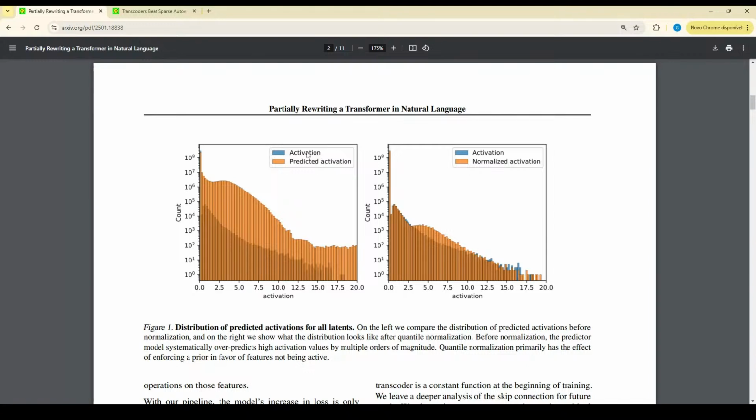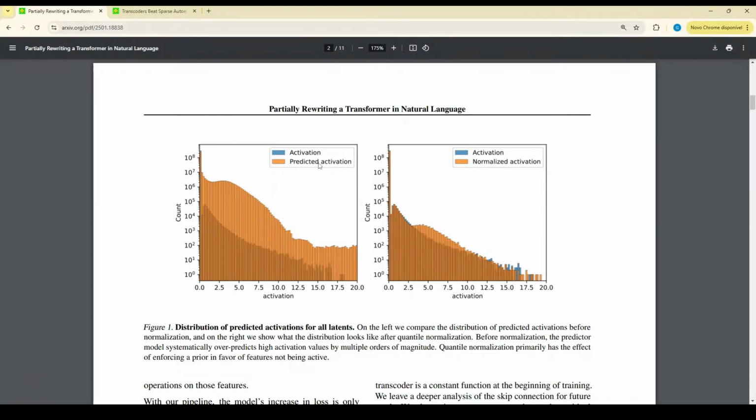The actual value of the activation of that latent is this blue histogram, which you can see here. This is the activation distribution, normalized. You see that it has this exponential tail, and then at exactly 0, it has a huge peak, which is the majority of activations. They are 0 because this is a sparse transcoder, so most of the activations are going to be 0.